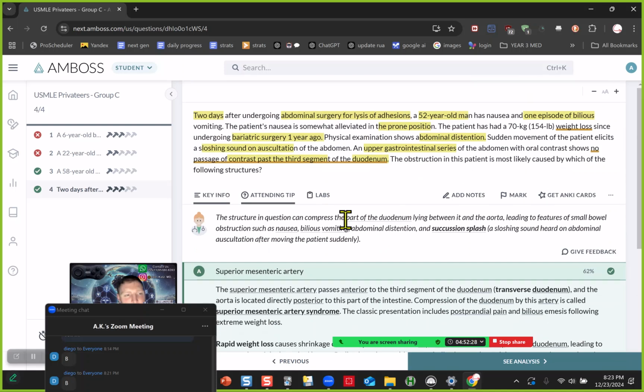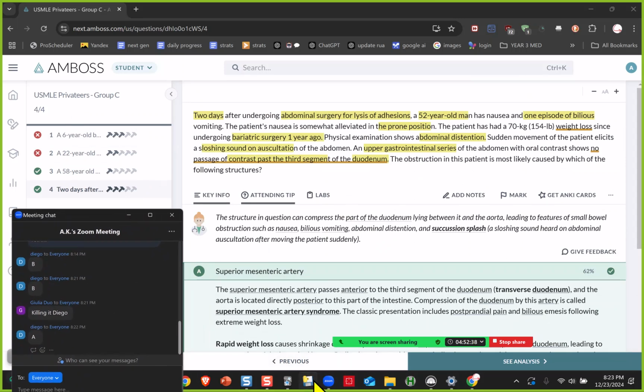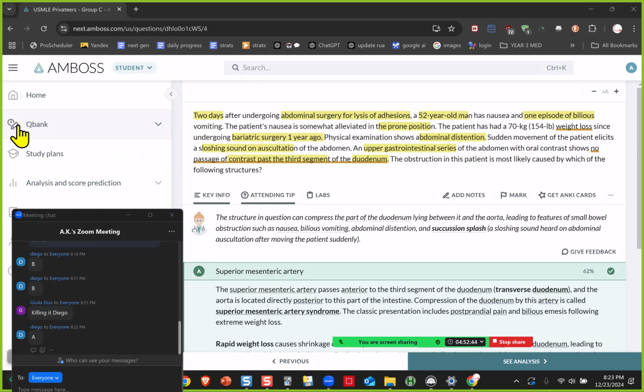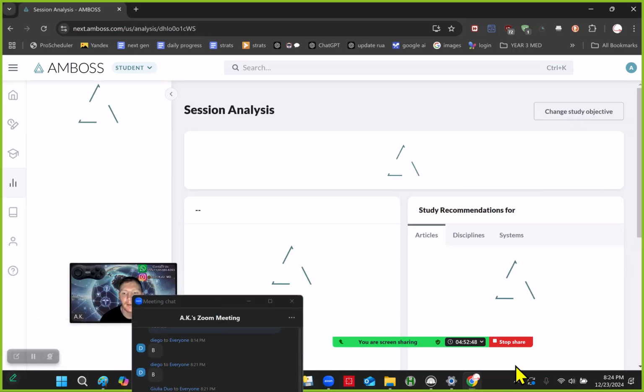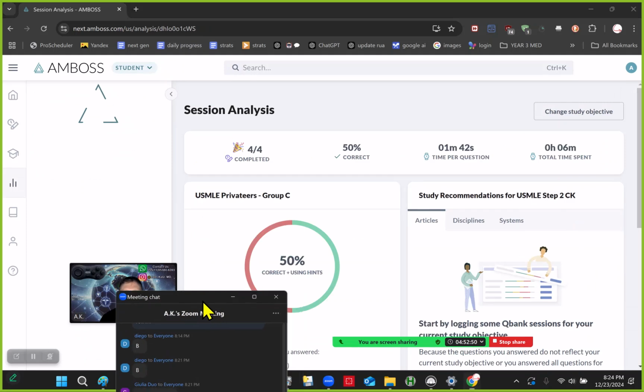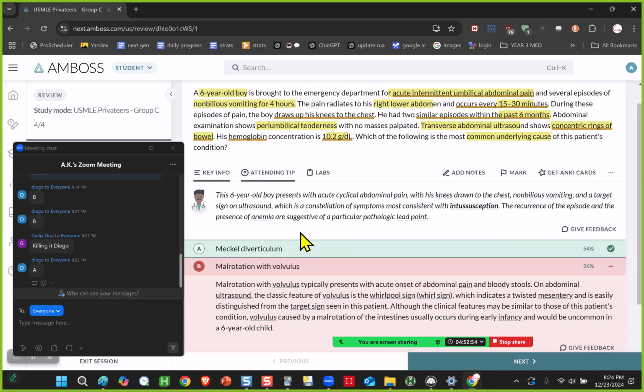So to the extent that we wanted to see all of these cards, we could do that. But we're going to only look at the incorrect questions because it's a little more technically difficult for software to pick out which ones are correct and which ones are incorrect. And so that's what we're going to do today. But the way that we're going to do that is I'm going to see analysis. Okay, we got 50%. And we're going to review the session.